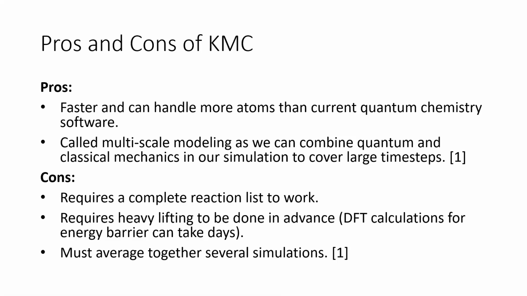There are a couple of cons to this. First off, we need a complete reaction list. So the process that we're studying or simulating has to be well known. A lot of the heavy lifting has to be done in advance. To get these DFT calculations, it can take sometimes days, and we have to do that for each event in our event list. Additionally, because there is a stochastic nature behind KMC, it's a random type of code, we have to average together several simulations in order to get a general idea of what is happening.